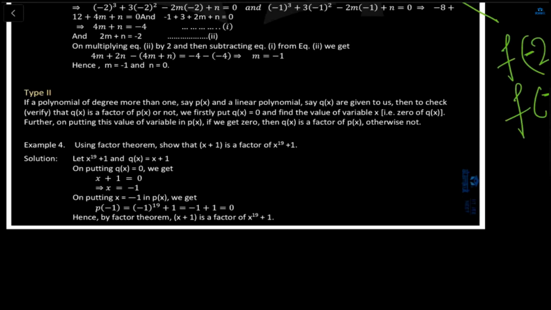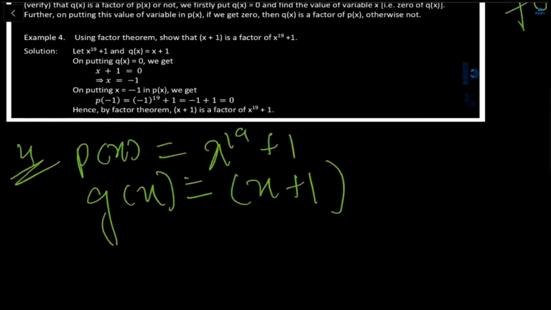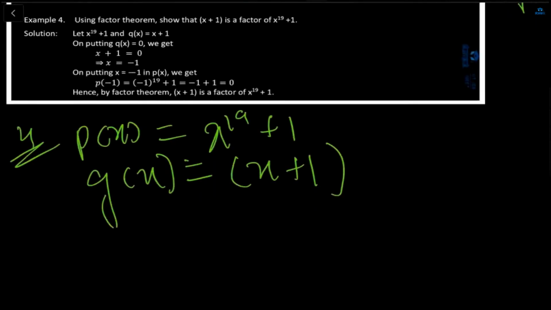Check whether this is a factor or not by putting the value. Here, p(x) is equal to x to the power 19 plus 1. And here g(x) we are assuming, we are letting, that g(x) is equal to x plus 1. So you have to check whether g(x) is a factor or not.